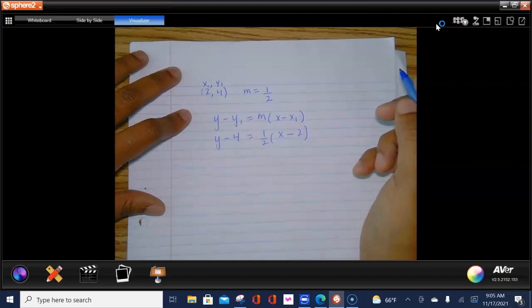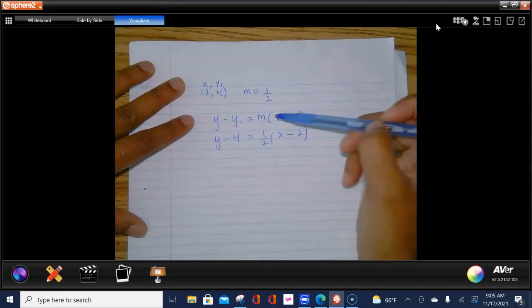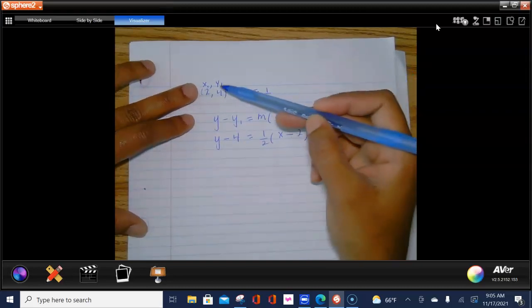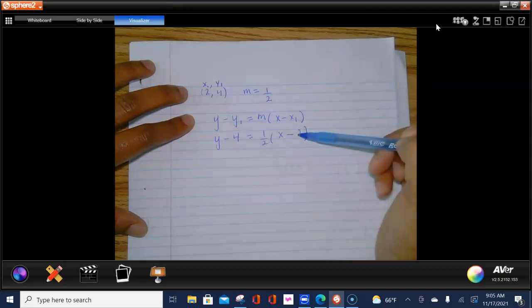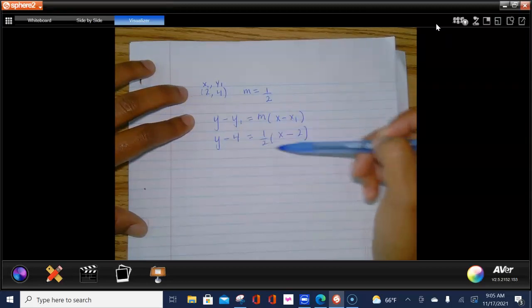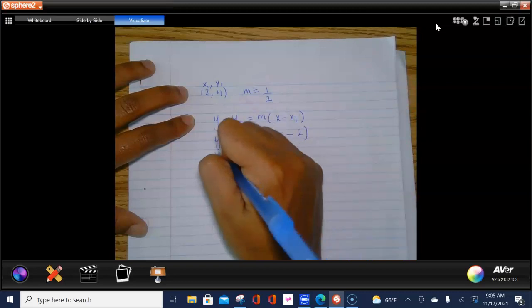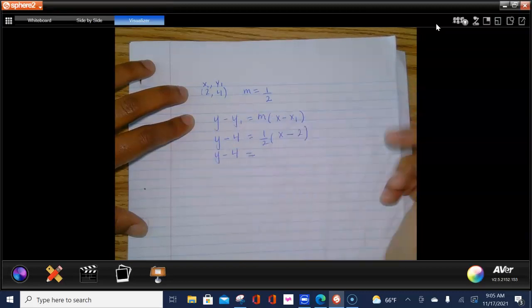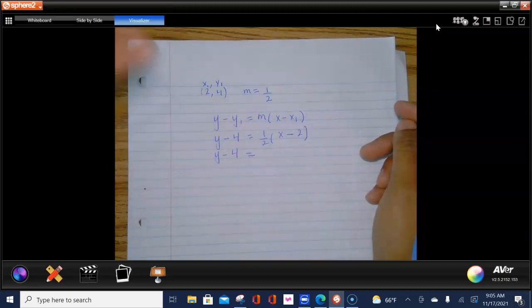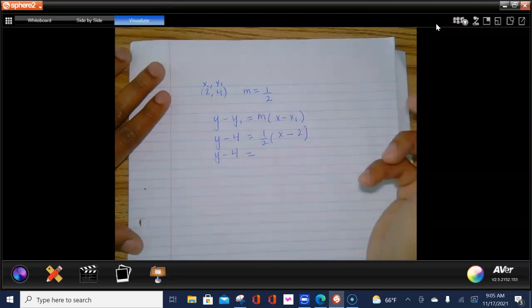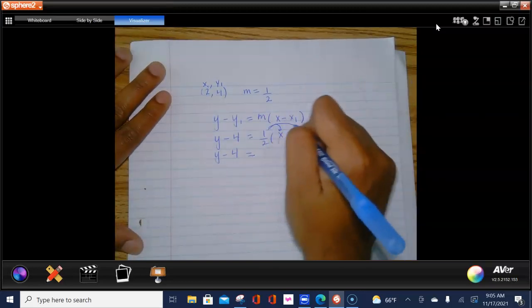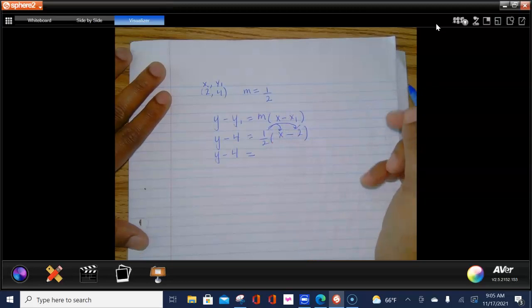Now I'm going to substitute my x1 and y1 values into this formula. So I have y minus 4, because my y1 is 4. My m is 1/2, times x minus 2, because my x1 is 2. After you plug in the respective values of m, x1, and y1, you have to do the distributive property. Before you start distributing on the right side, go back to the left and drop down y minus 4, whatever's on the left-hand side of the equal sign. Now start the distributive property on the right side.